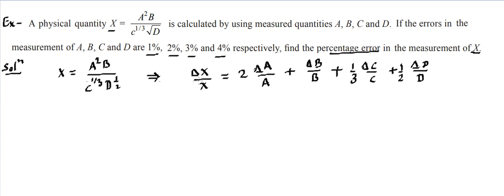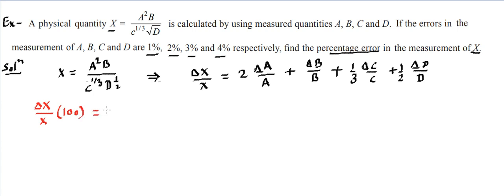So it says fractional error in x is equal to 2 times fractional error in a plus fractional error in b plus 1 by 3 times fractional error in c plus half times fractional error in d. Now these are in fractional terms. Now we can write in terms of percentage. So for writing in terms of percentage error, we will write delta x upon x into 100. So that's the percentage error in x, and that's what we are looking for.